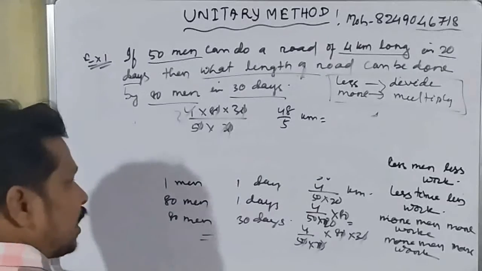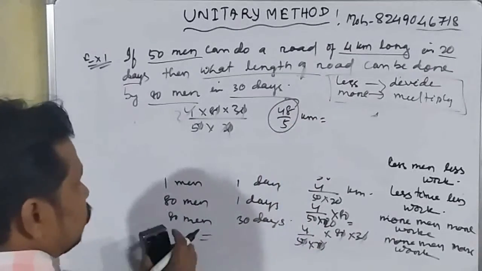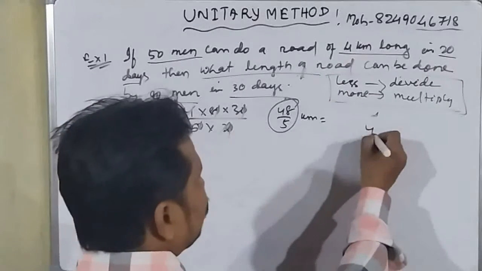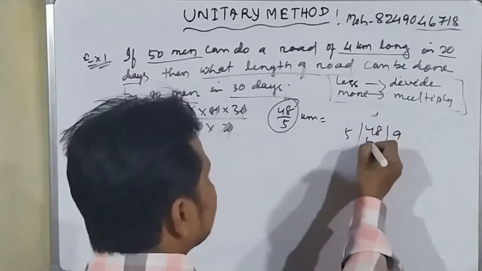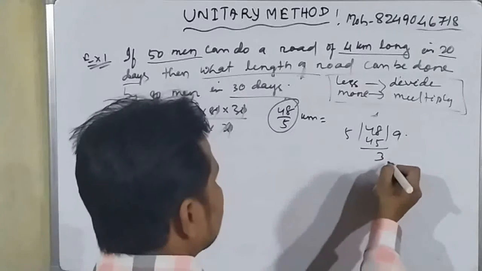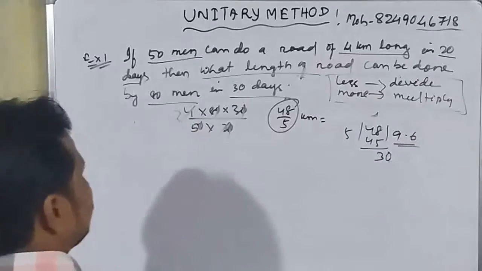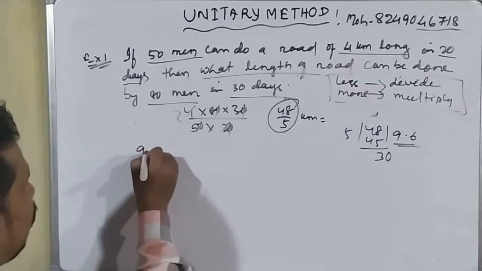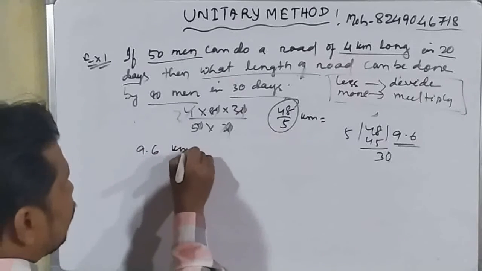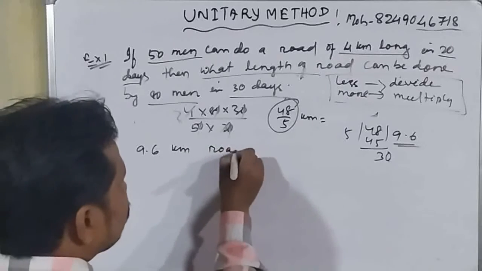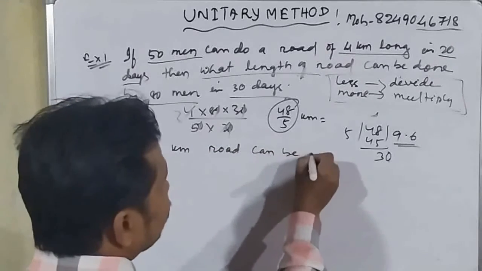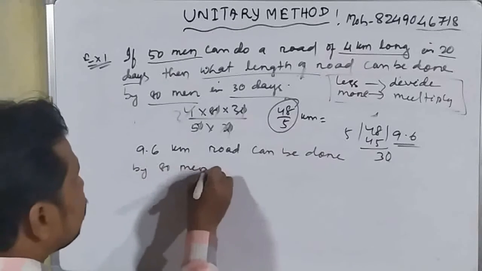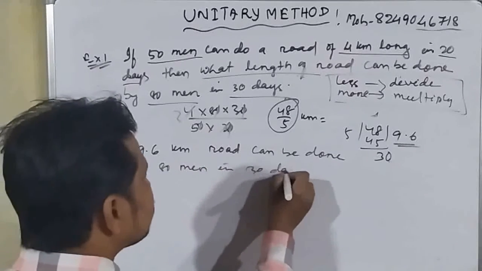So as a result, we can convert these things in decimal. So what will the result? When we convert these things in decimal, then it will be 48 divided by 5. 5 9s are 45. 3, again decimal point, 30. So 9.6. Hence we can write the final statement. So 9.6 kilometer road can be done by 80 men in 30 days.